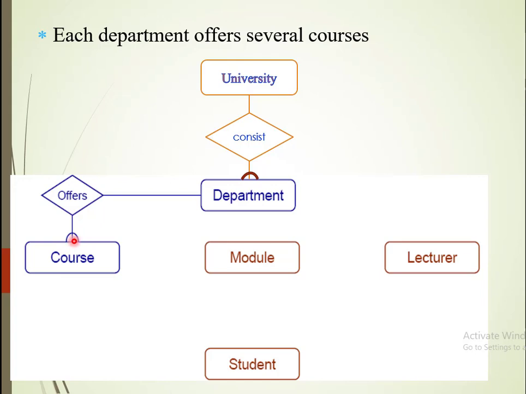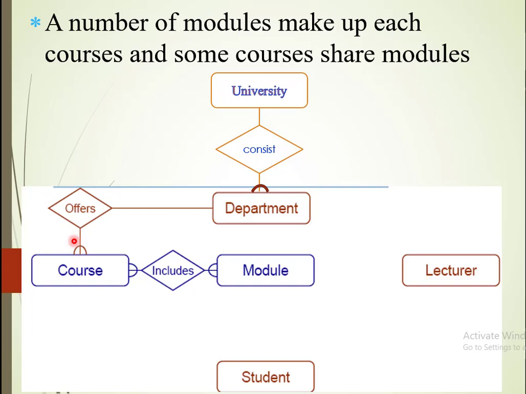We move along. The next sentence says that a number of modules make up each course and some courses share modules. In this given case, I want us to understand that modules represent units. That means that a particular course may have one or more units. That's why we are having this branch. And because we are saying some courses may share units, that means that a given unit may appear in more than one course. That's what is being denoted by that.